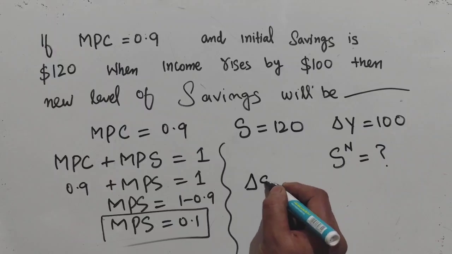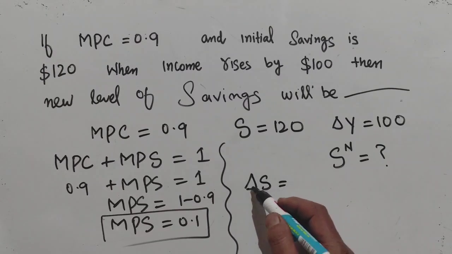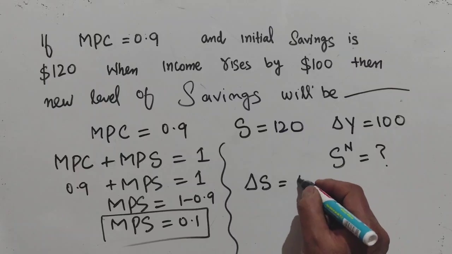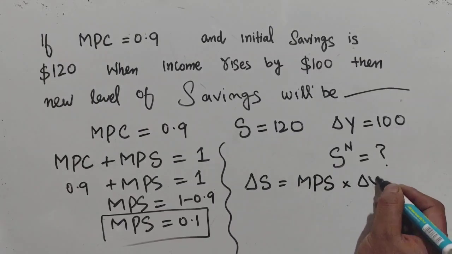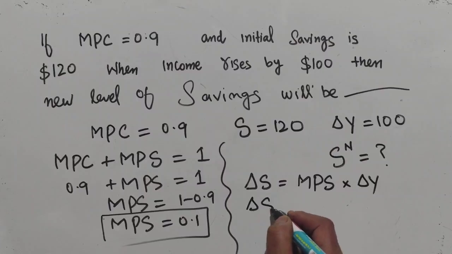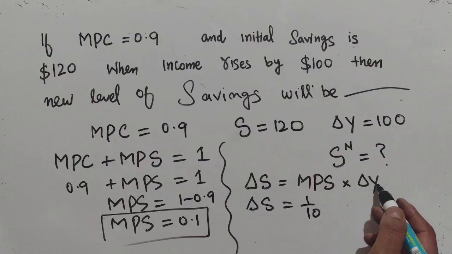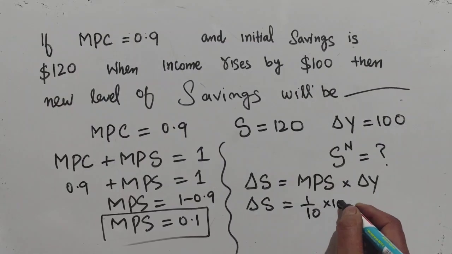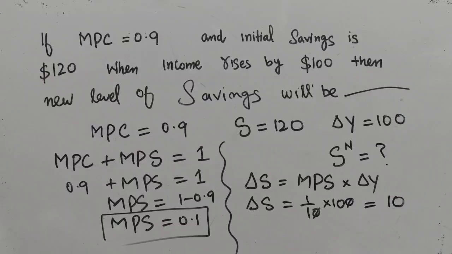Now, given this information, the change in the savings due to the change in the income will be equal to the marginal propensity to save times the change in the income. So change in the savings will be equal to marginal propensity to save, 0.1, which is 1 upon 10, times delta Y, which is 100. So this gets cancelled. So the change in the savings is 10. So delta S is equal to 10.